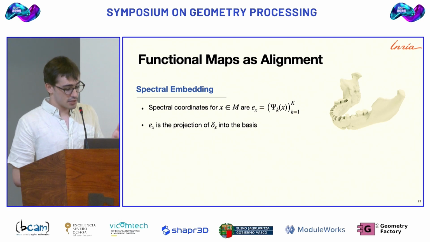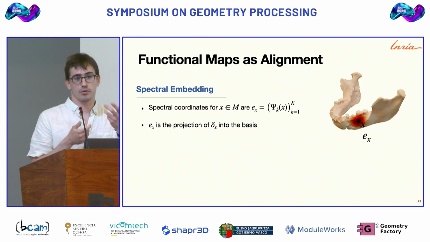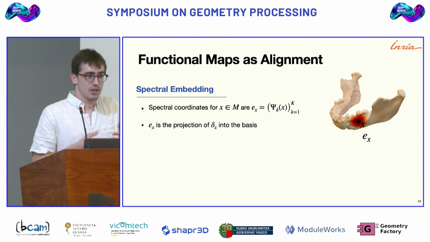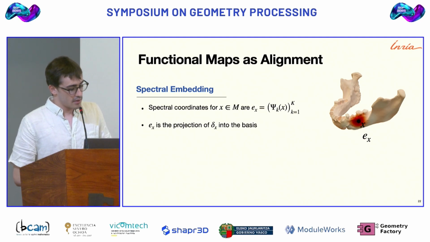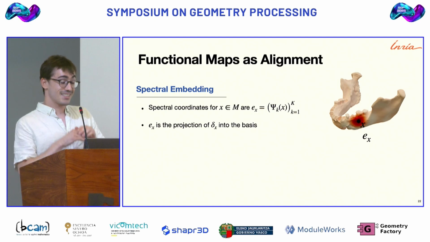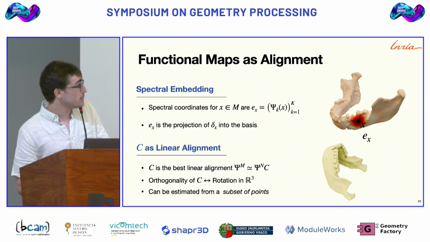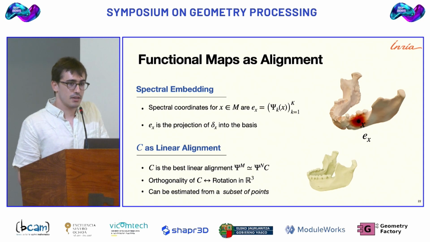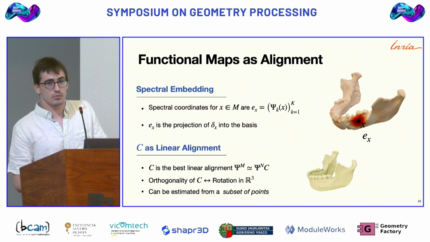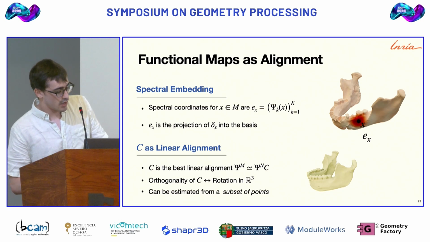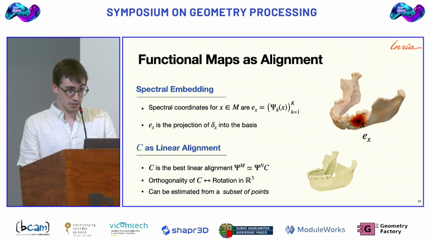For a Dirac, this is just a projection. It's the projection of the Dirac onto the basis, how much we can represent the elements of the basis. But let's just think that now, instead of x, y, z, we have this k-dimensional embedding of the shape. Now the functional map C is just the best linear alignment between these two embeddings. You can relate this to rigid alignment, where instead of looking at rotations in R3, we're looking at linear projections in R^k.